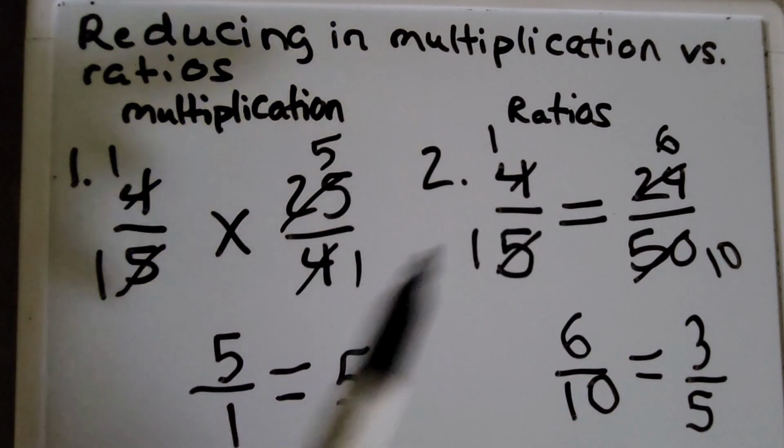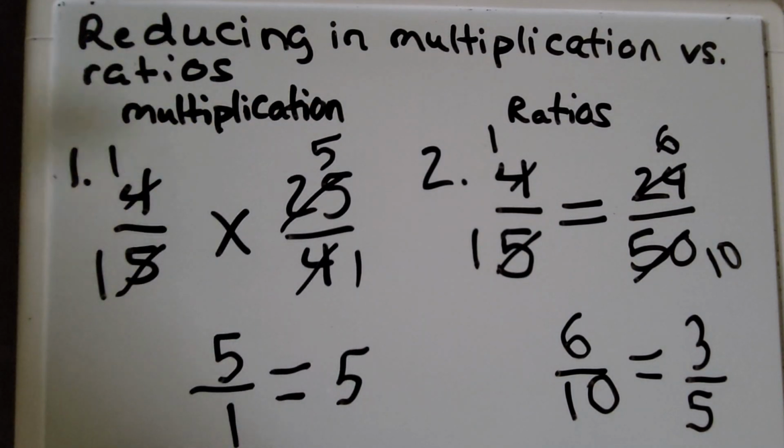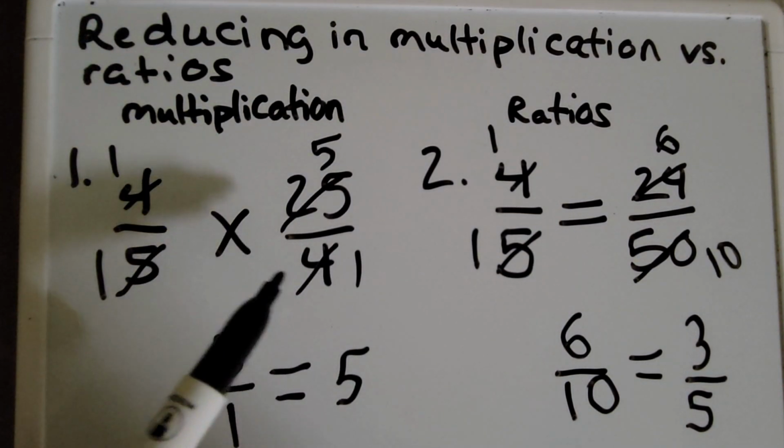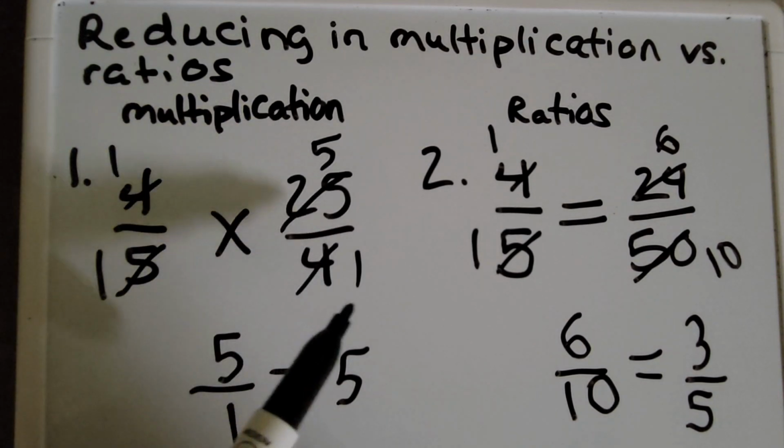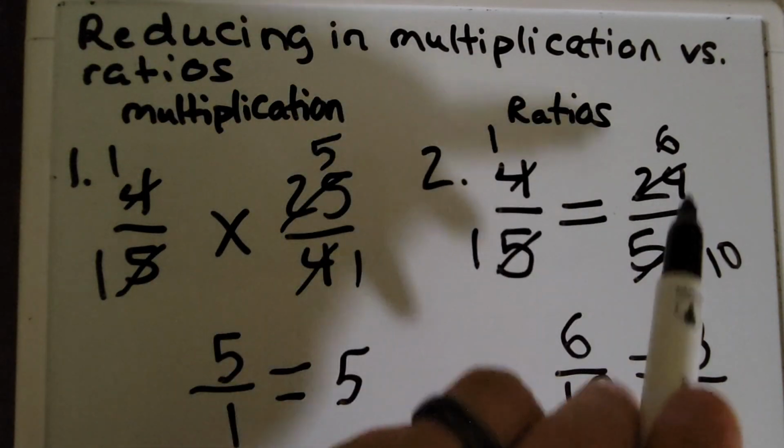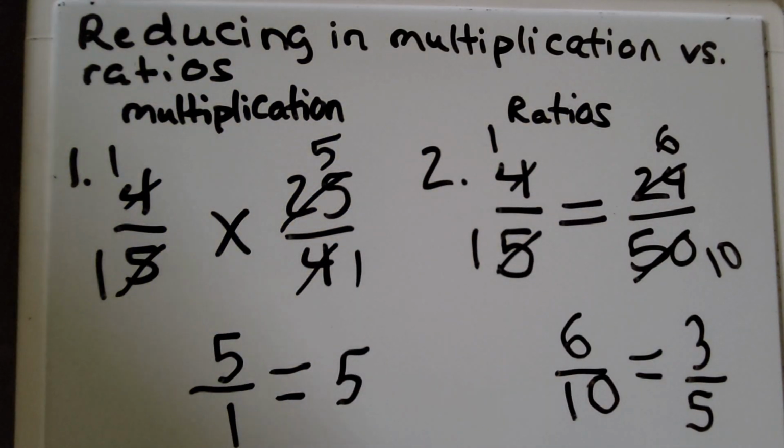Because we reduced all these sections, we made everything much easier in comparison. And like I said, when it comes to multiplication, you can reduce in the form of a bow tie. When it comes to ratios, you can reduce in a square. And that's what it is for ratios and multiplication when it comes to reducing.